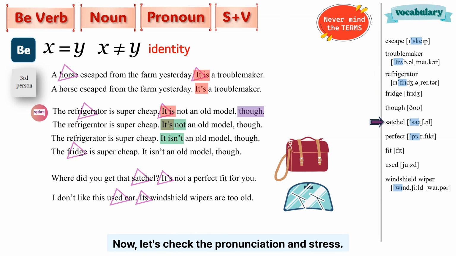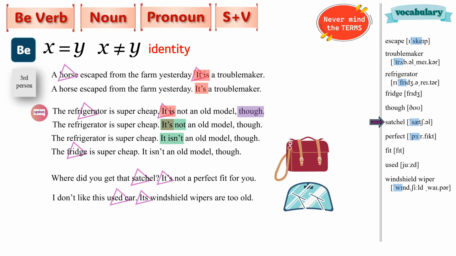Now let's check the pronunciation and stress. Where did you get that satchel? It's not a perfect fit for you. I don't like this used car. Its windshield wipers are too old.